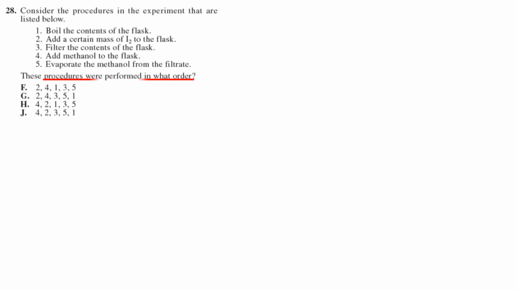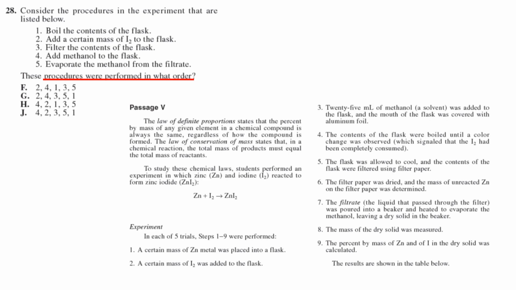Number 28. Consider the procedures and the experiments listed below. The procedures were performed in what order? So here's the annoying part of this question. Procedures 1, 2, 3, 4, 5 don't correspond to these numbers. That would make it a really easy question, right? So we'll look at this first column. We can see it's either 2 or 4 that's performed first and second.